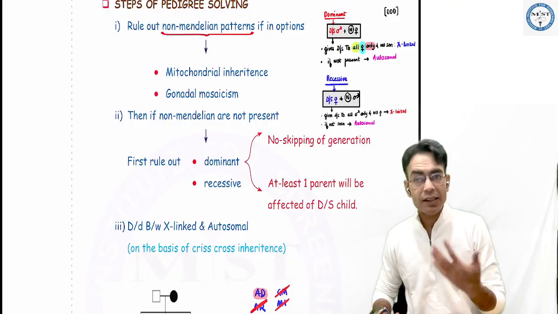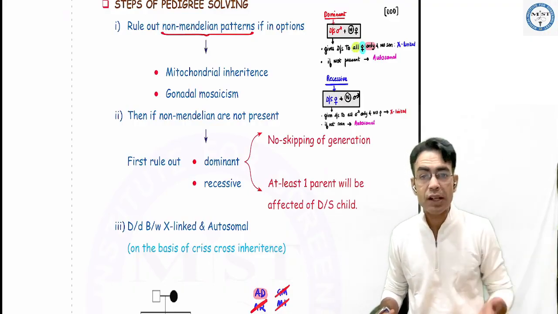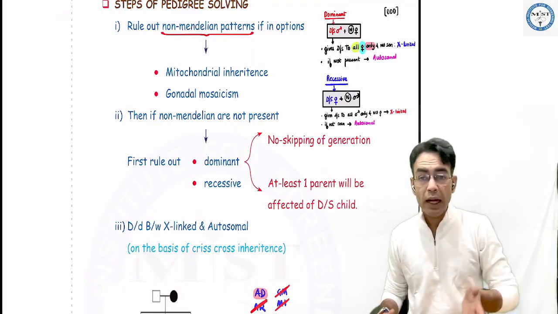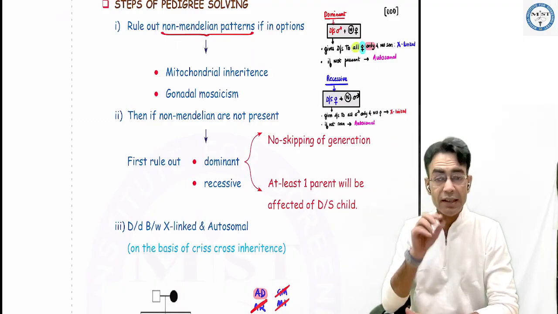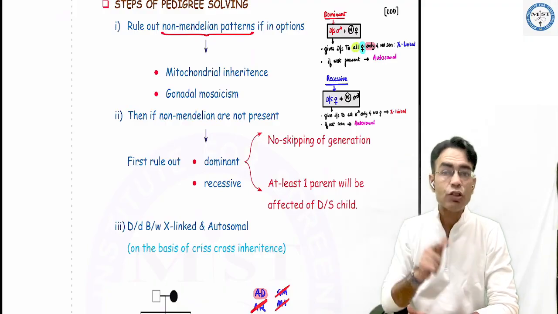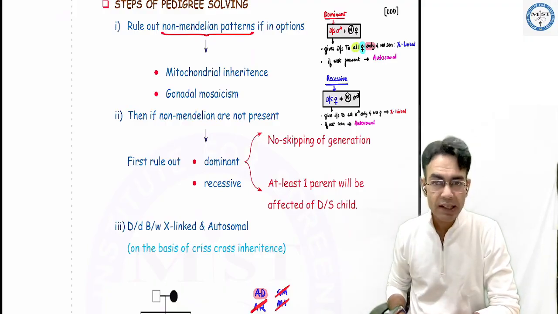So if you have decided it's a Mendelian pedigree, then you have to decide between dominant and recessive. For that, you see skipping of generation. You go up to down and down to up. If a parent is diseased, one of the children should be diseased. If a child is diseased, one of the parents should be diseased. This means dominant. If you're seeing this, it's dominant. If you're not seeing this, it's recessive.